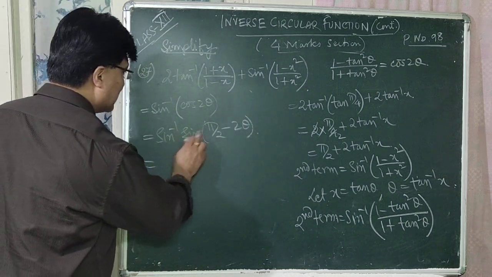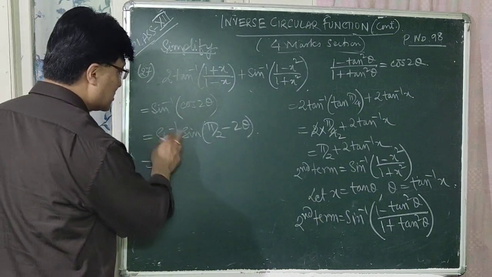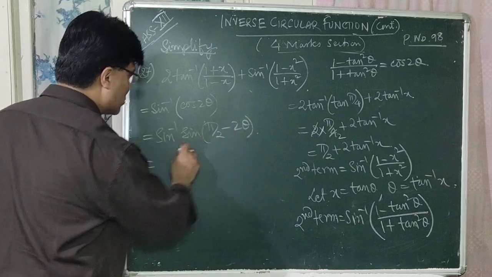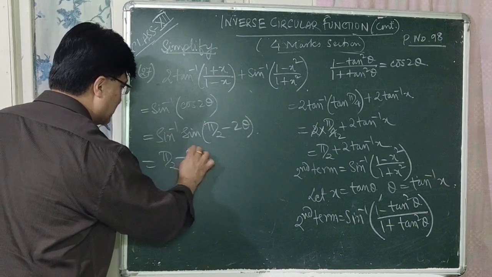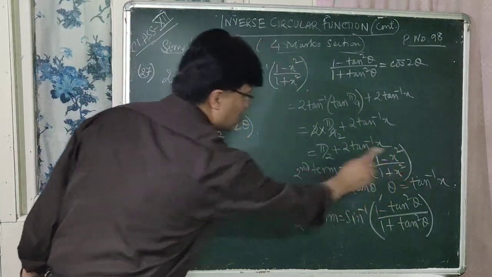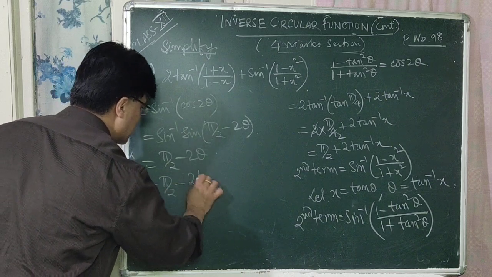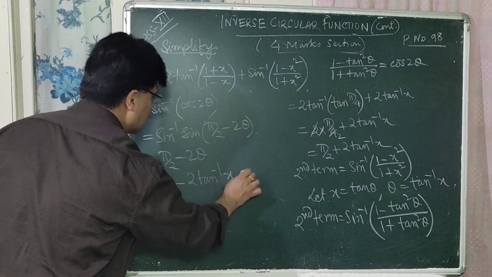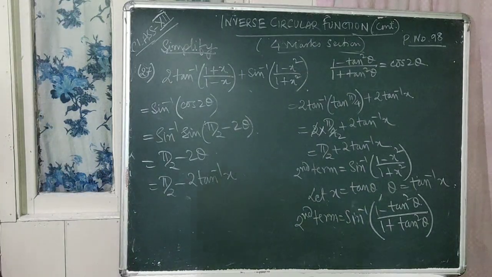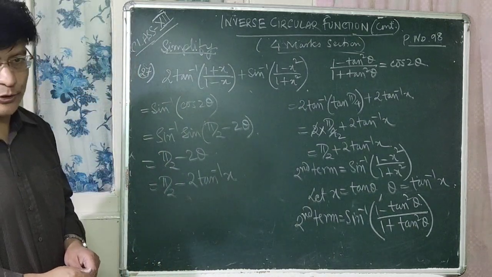What is sine inverse sine 90 degree minus theta? It is 90 degree minus theta. But what is sine inverse sine of 90 degree minus 2 theta? It is 90 degree minus 2 theta. So what is the value for theta in this case? It is tan inverse x, which is equal to pi by 2 minus 2 tan inverse x. Is that clear now? So we have got the simplified value of the second term also.